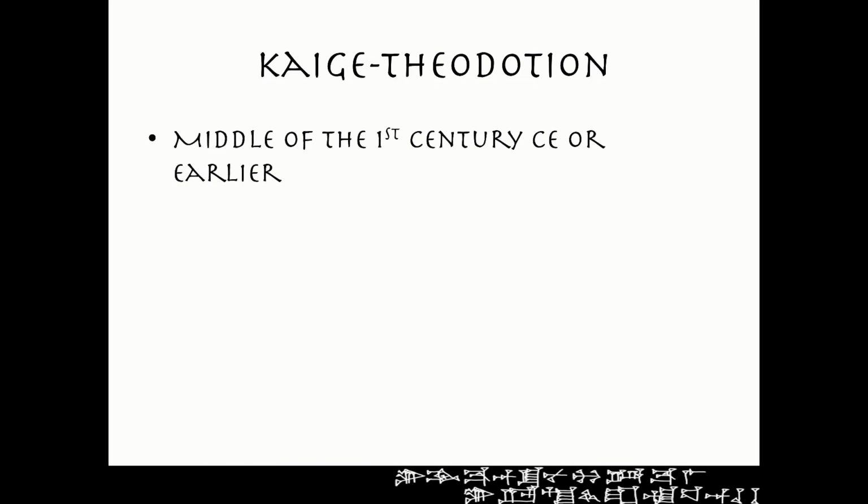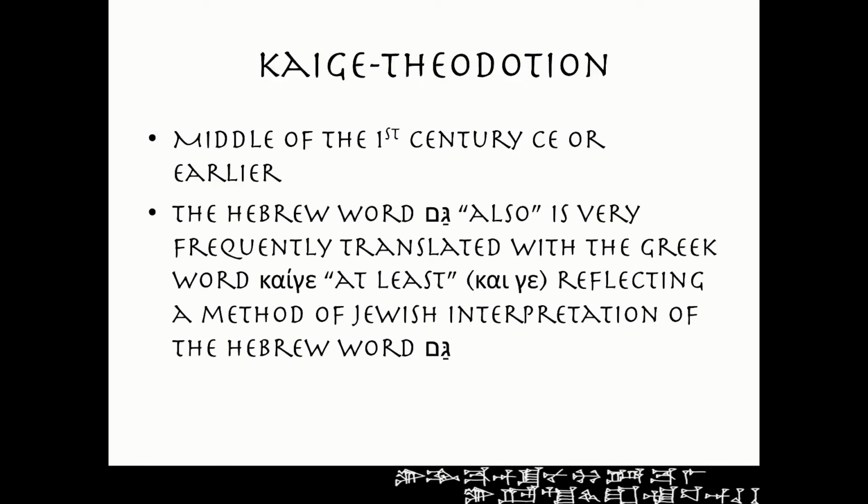So, we've talked a little about the Qere Theodotion recension. It dates to, at the latest, the middle of the 1st century CE, but probably a fair amount earlier. The reason that it's called the Qere recension is that it has an idiosyncratic way of translating the word gam, which in Hebrew means also.